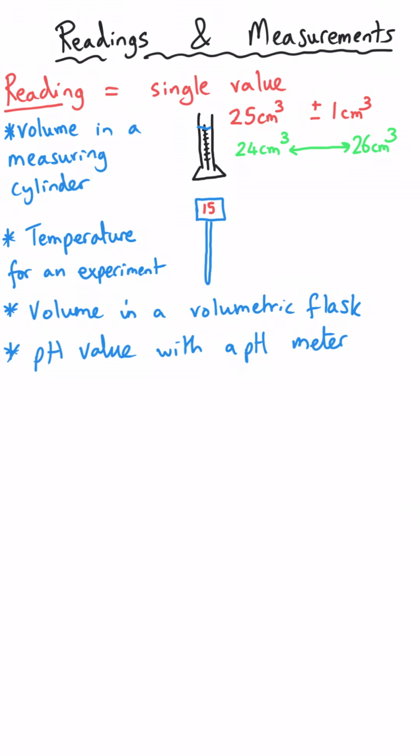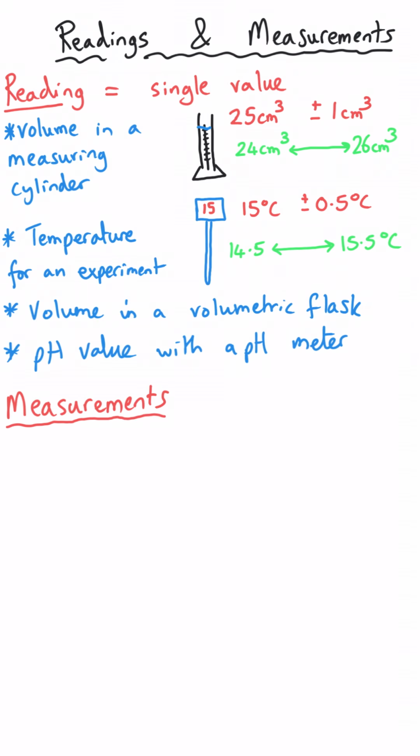Similarly, if we're measuring the temperature of the room today and we think it's 15 degrees C, that might be anything from 14.5 degrees C to 15.5 degrees C, because the uncertainty in our particular thermometer is plus or minus half a degree Celsius. And so our recording, our reading that we've taken, is typically quoted as 15 plus or minus half a degree C, or our volume might be 25 plus or minus 1 cubic centimetre.